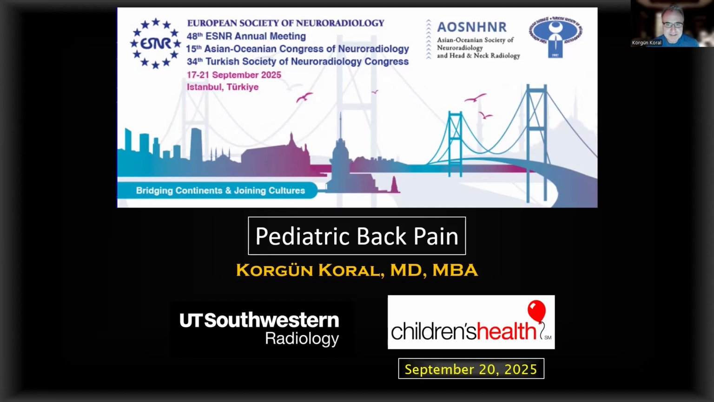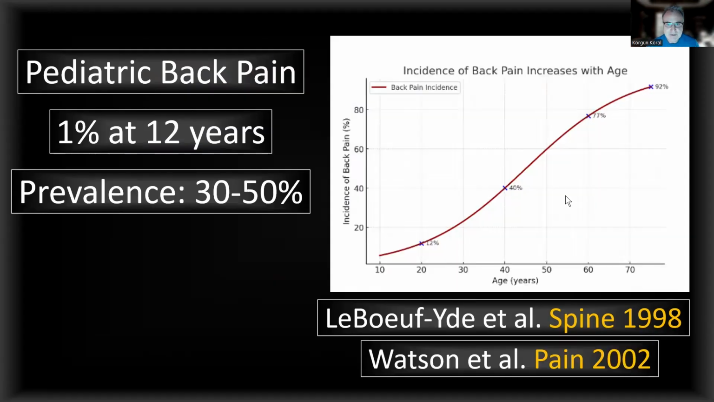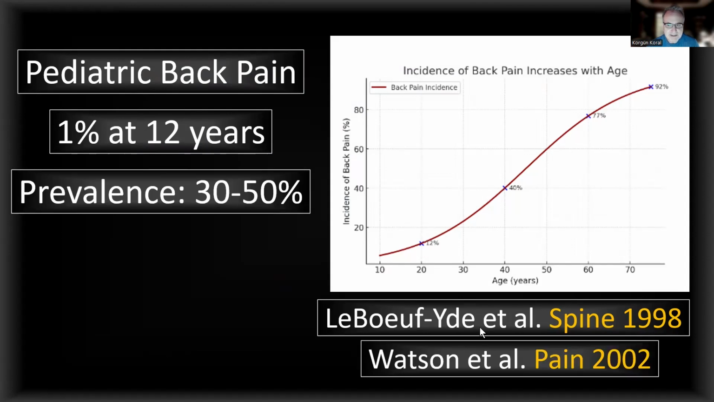So I'll be talking about pediatric back pain, imaging of pediatric back pain. The incidence of pediatric back pain is given as around 1% at 12 years of age, based on this paper. And what happens is, as age increases, the incidence of back pain increases. As you approach your 50s, 60s, more than half of the people will have back pain. And the incidence varies quite a bit too. Based on this paper from 2002, the prevalence in children was given as 30 to 50%, so quite a high number.